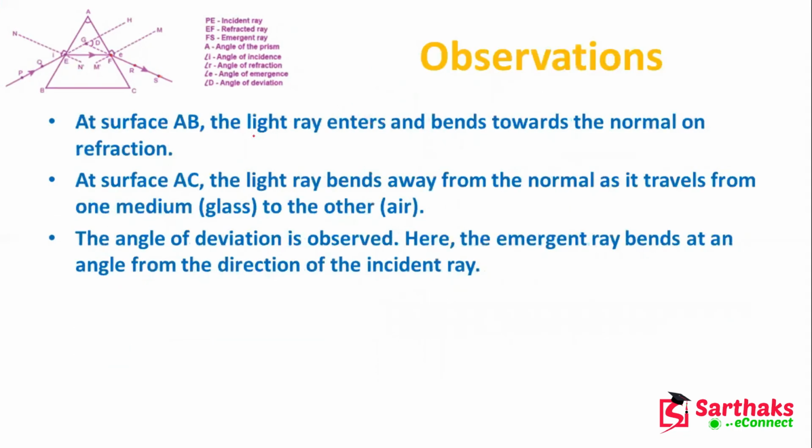Now at the surface AB, the light ray enters and bends towards the normal on the refraction. You can see this is the normal, so it is bending towards the normal. At surface AC, the light ray bends away from the normal. It is moving away from the normal as it travels from the glass medium to the air medium. The angle of deviation is observed here. The emergent ray bends at an angle from the direction of the incident ray. Clear? These are the observations.